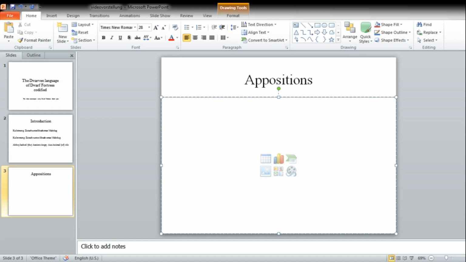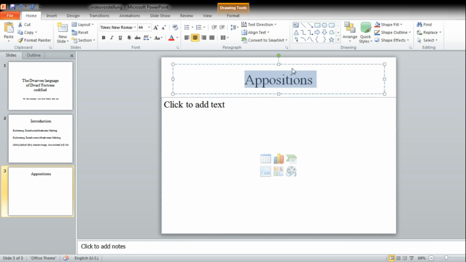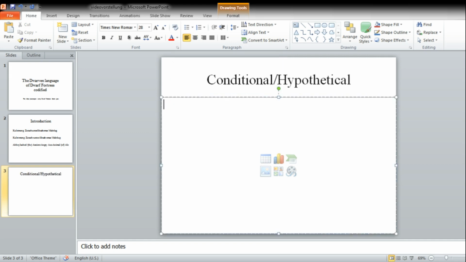Okay. And now we come to the last section of our lesson, which is conditional / hypothetical. This is for, well, hypothetical situations. For example, if Moses comes, Eurist will eat cheese.